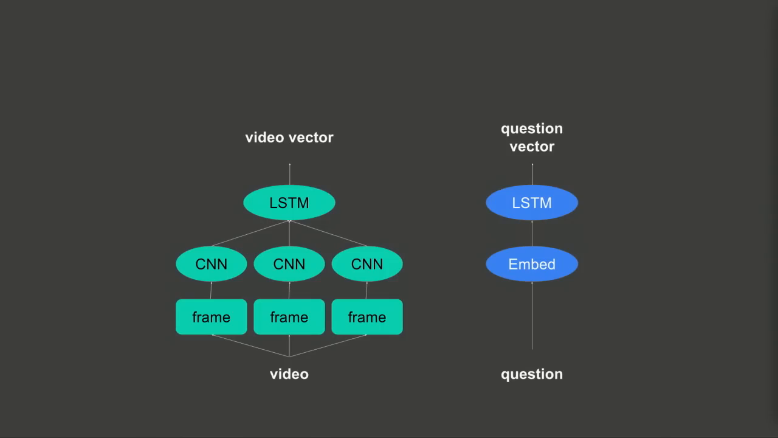The next thing to do is a similar process applied to the question. The question is a sequence of words. And you will use an embedding module to map each word into a vector, a word vector. So you get a sequence of word vectors and reduce it using a different LSTM layer.